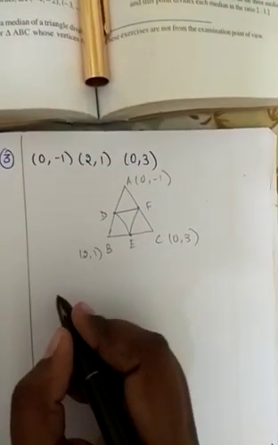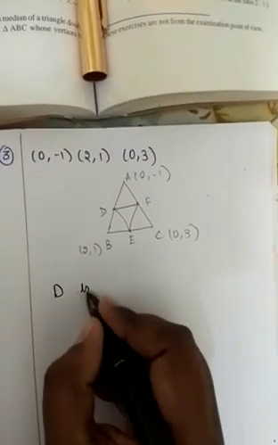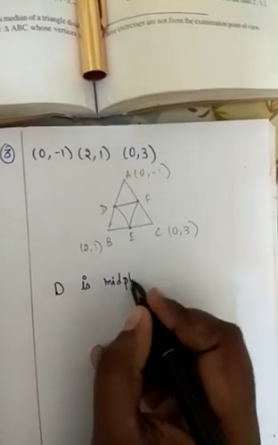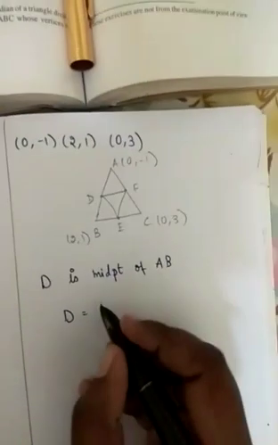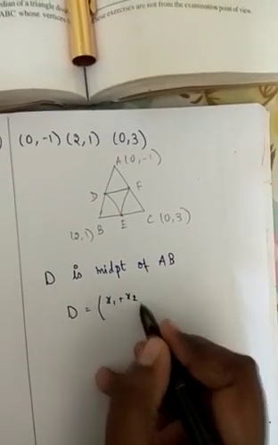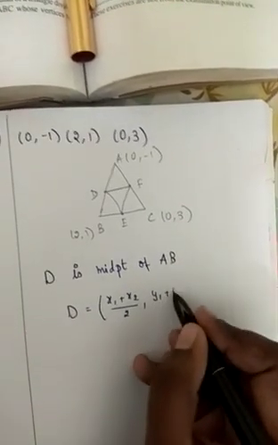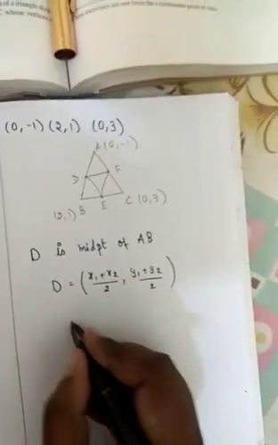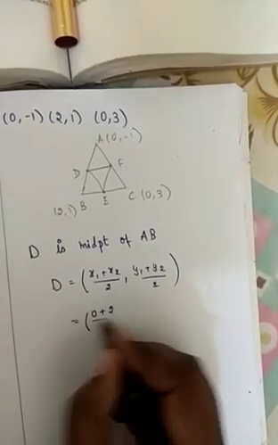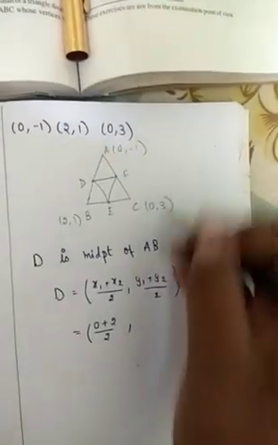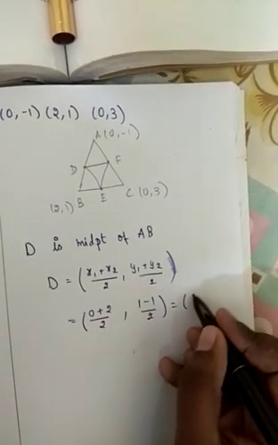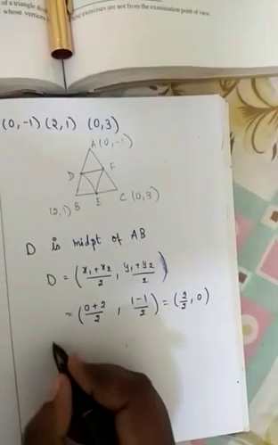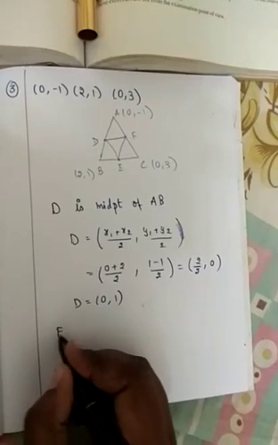So how will you find D? D is the midpoint of AB. What you remember: (x1 plus x2) by 2, (y1 plus y2) by 2. So D is (0 plus 2) by 2, (-1 plus 3)... just add the first ones and divide by 2, the second ones and divide by 2. So 2 by 2 is 1, and 1 minus 1 is 0. So D is (1, 0). Now we'll do it fast because a lot is asked here.